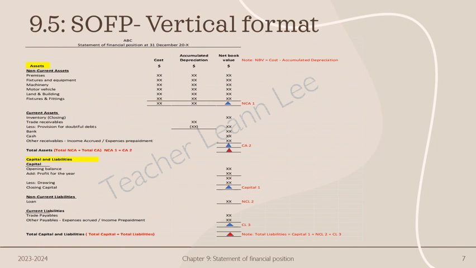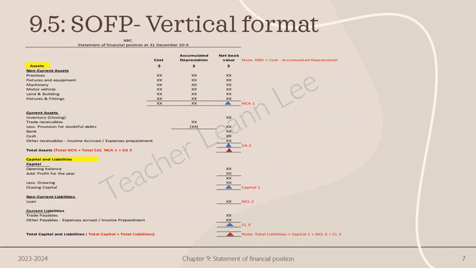Then trade receivable, less provision for doubtful debt. What is the provision for doubtful debt? You will cover it in chapter 13, which is the estimated bad debt from my trade receivable. What is bad debt then? You must have a lot of questions now.